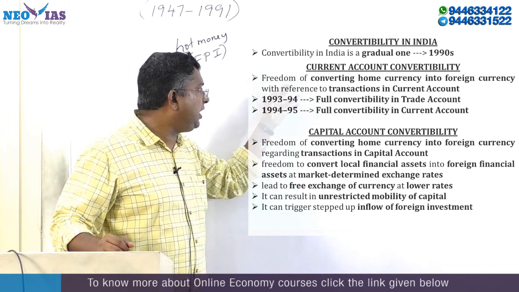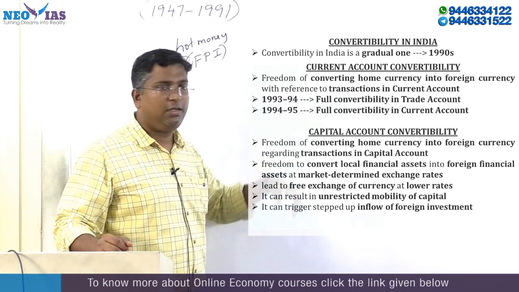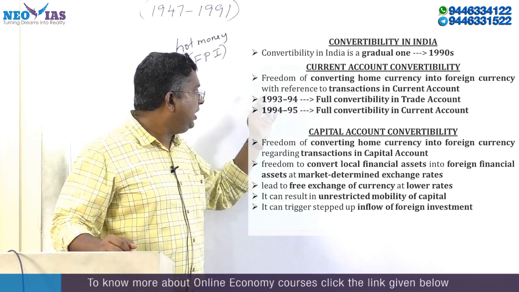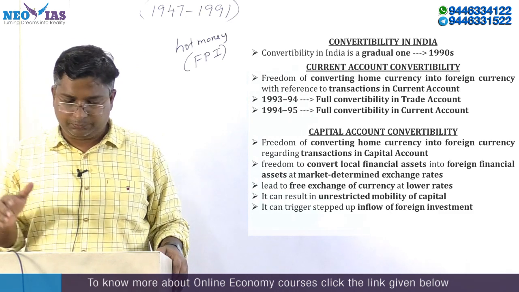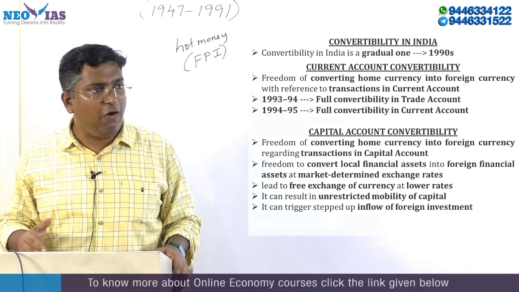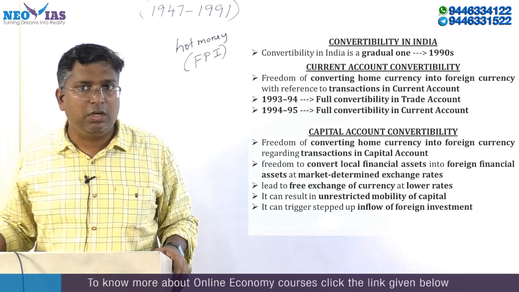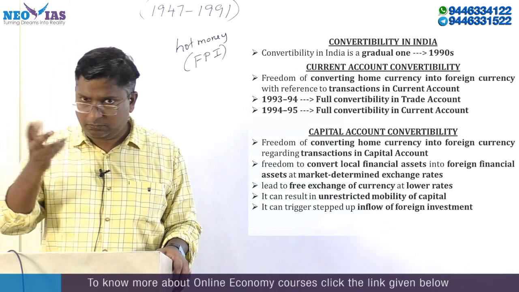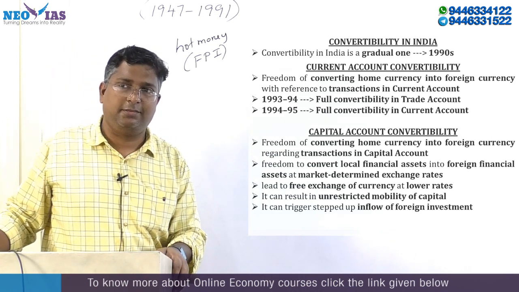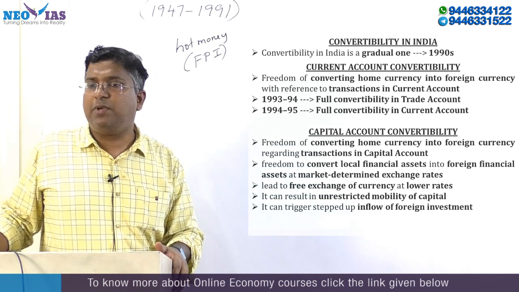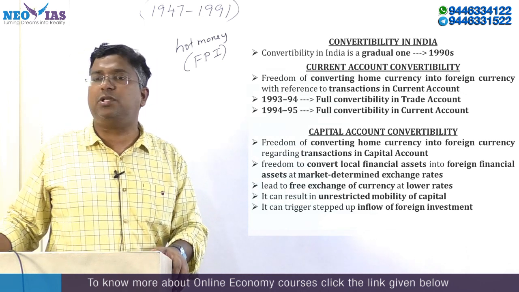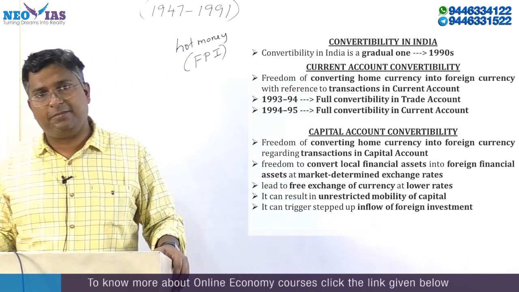As part of current account convertibility, in the year 93-94, we introduced full convertibility. See, in 92-93 we introduced partial convertibility in the trade account. In 93-94 we introduced full convertibility in the trade account. What is there in the trade account? Merchandise goods. That's why I told you to revise. So from 93-94 onwards, for merchandise goods we have full convertibility.